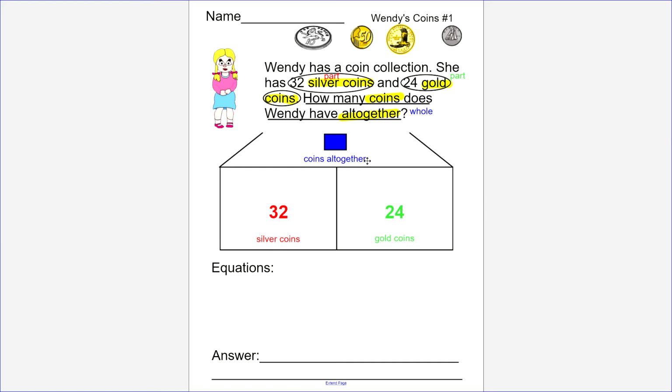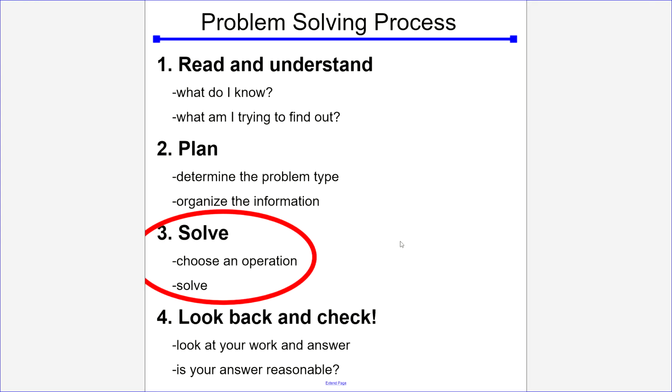What should we label this piece of information if it's our unknown? Oh yes, we always use N to represent the unknown information. So we'll put N coins all together. Excellent. Now we're ready for step 3, solve. We're going to choose an operation and solve this problem.